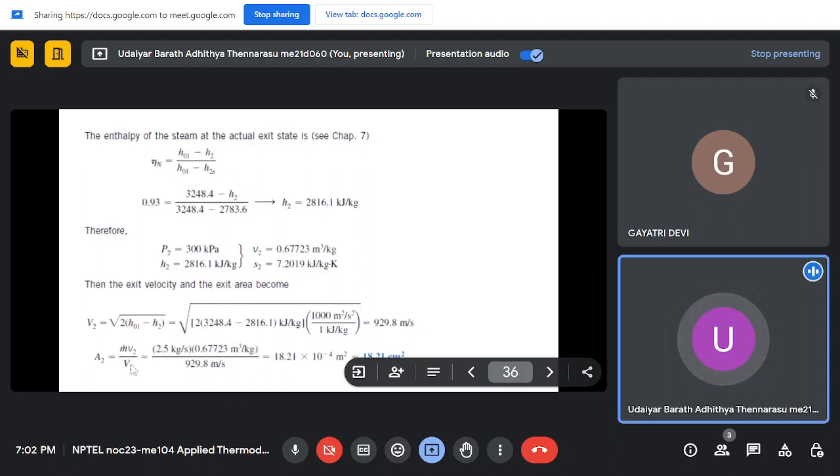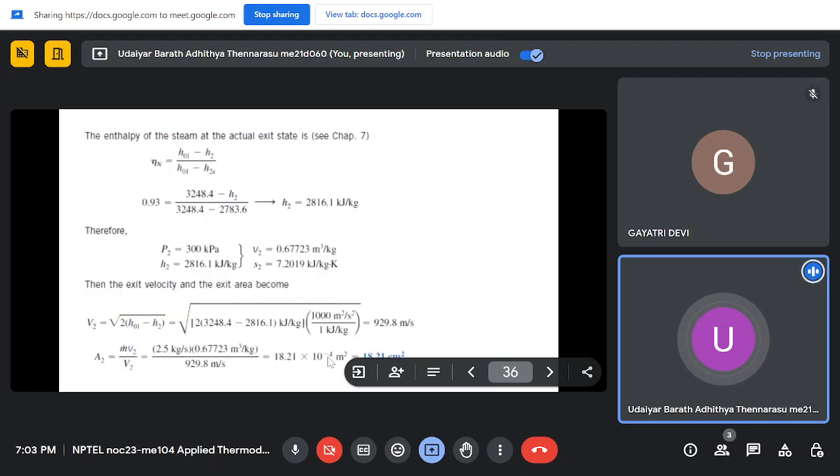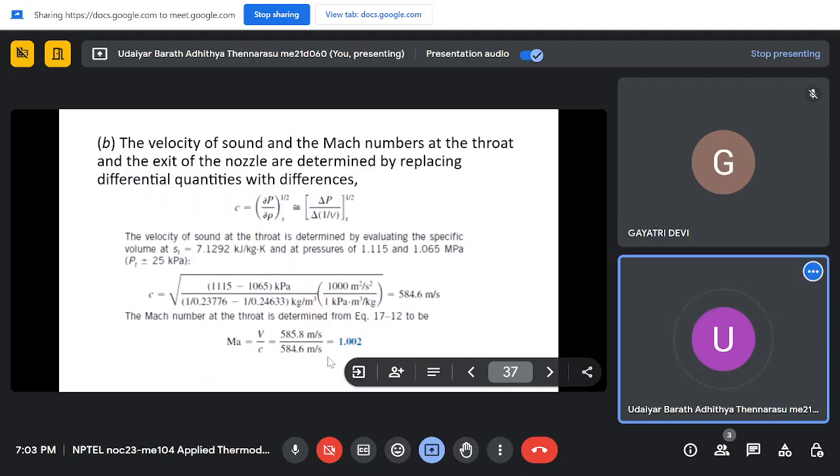On substituting the mass flow, specific volume and velocity, we can find out the area, which will come out to be 18.21 centimeter square. So the throat cross section area is 10.33 centimeter square and the exit area is 18.21 centimeter square. The second part of the question was to find out the velocity of sound and the Mach number at the throat and the exit of the nozzle.